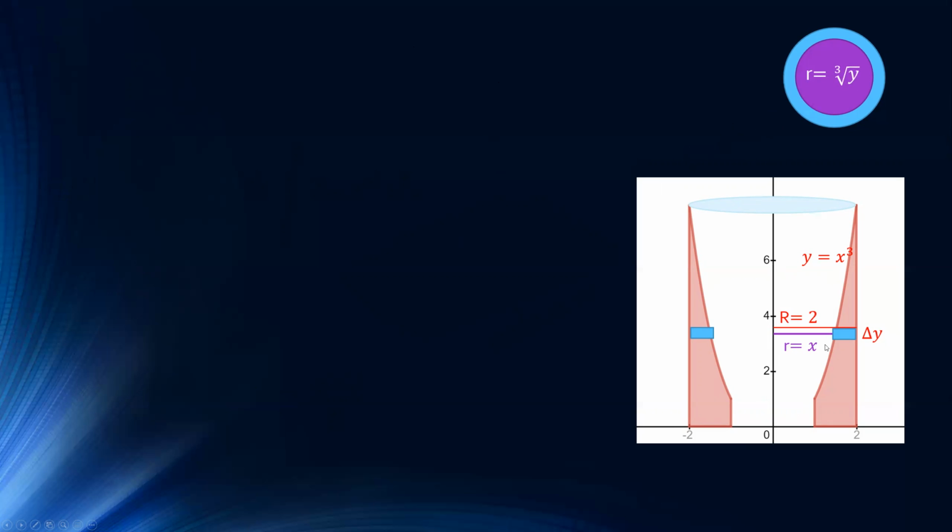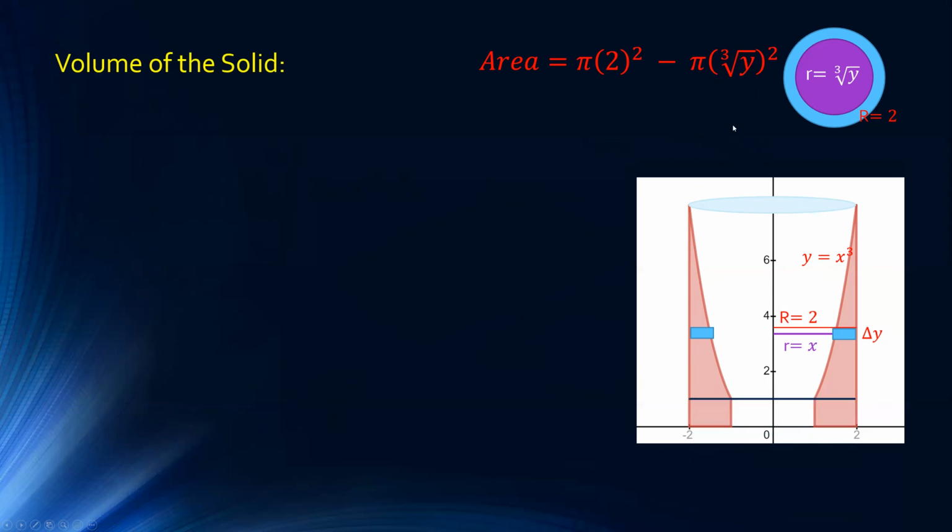So we need to find the area of this shape, where again the radius is the x value, and we know that y is equal to x to the third. So the x value is going to be the cube root of y, and that's the small radius inside here. The big radius is going to be 2, because that's the boundary on the outside right here. So the area of that is pi big R squared minus pi little r squared, right? And then the volume of that solid is going to be the integral. We're going to set up the integral, right?